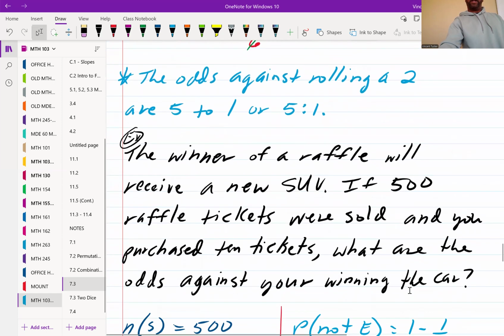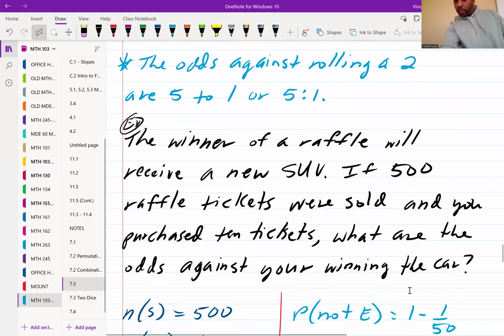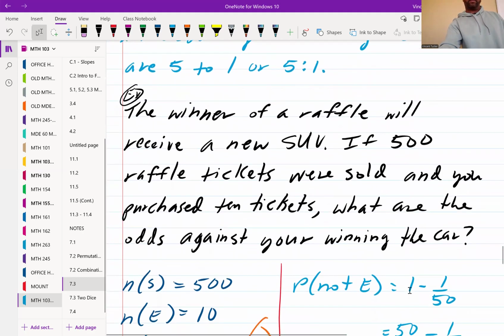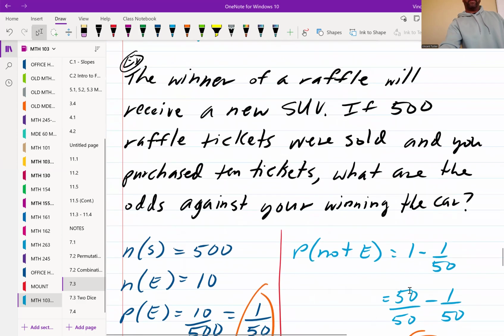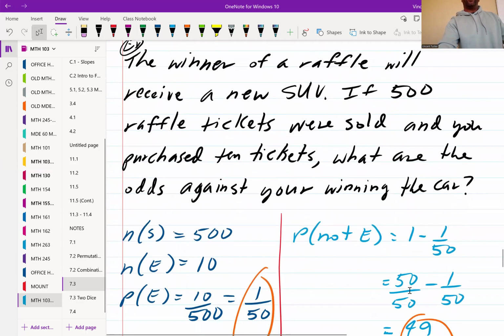So holding on to that last example. All right. The winner of a raffle will receive a new SUV. If 500 raffle tickets were sold and you purchased 10 tickets, what are the odds against your winning the car?